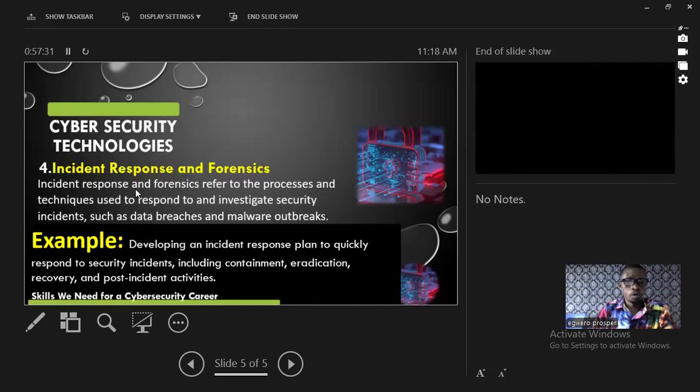So incident response and forensics refer to the processes and techniques used to respond to and investigate security incidents such as data breaches and malware outbreaks.